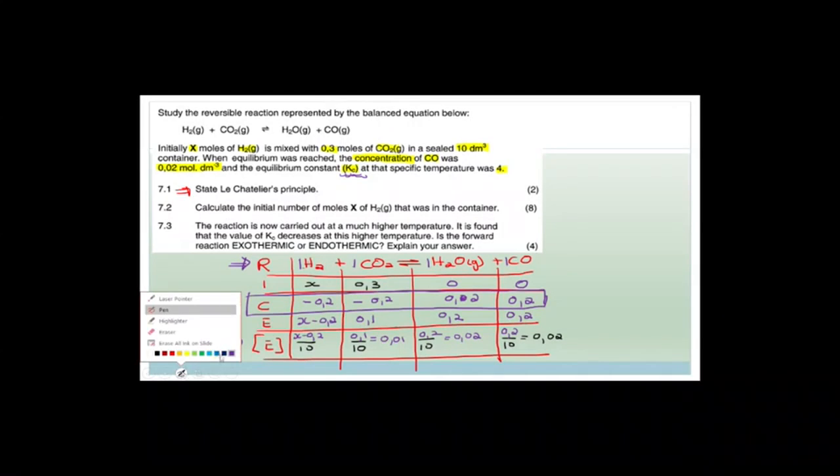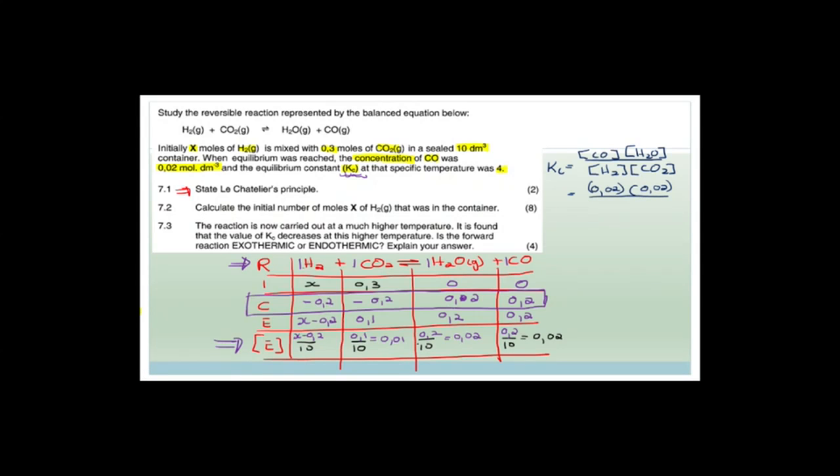I'm going to change color so it's easier to see. Okay, we've got Kc is equal to the concentrations, always products over reactants, of H2O all over the concentration of the hydrogen gas multiplied by the concentration of carbon dioxide. Therefore it is 0.02 multiplied by 0.02 all over, in this case, x minus 0.2 over 10, and that's 0.01, and that is equal to 4, because they told us so.